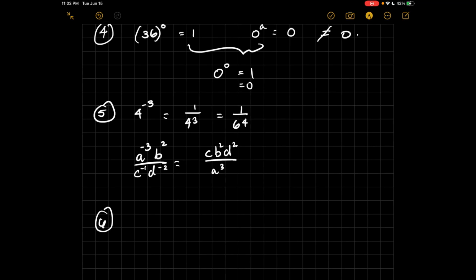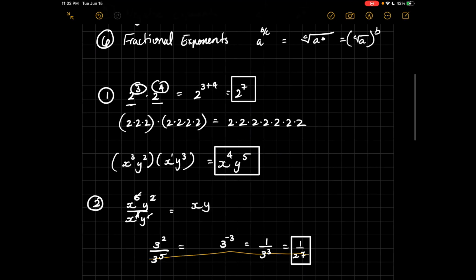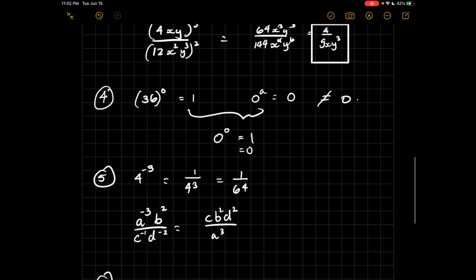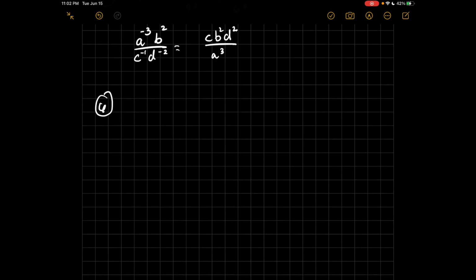Finally, I can go down to number 6. Sixth rule is just fractional exponents. And so if I were to do something like 7 to the power of 2/3, well, that's equal to the cube root of 7 taken to the power of 2, which is also the same thing as taking the cube root of 7 squared, the cube root of 49.